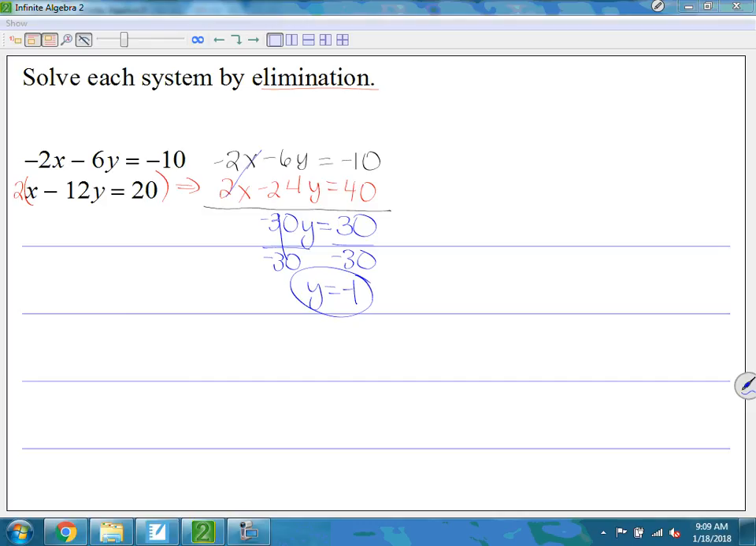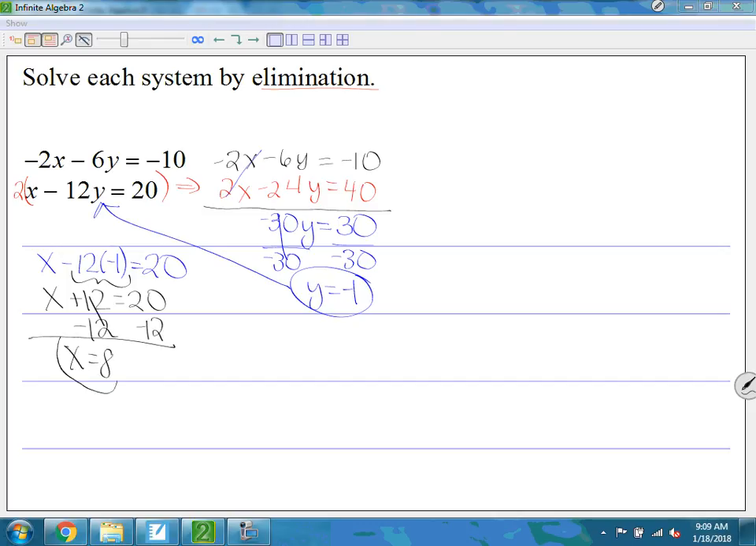And how do we find x, Talisa? Okay, which one would you like to plug it into? Okay. So we'll plug it in right there. And so I get x minus 12 times negative 1 equals 20. And so x, this ends up being a positive 12, so plus 12 equals 20. And so I can subtract 12 on both sides, and I get x equals 8. And so I have 8, negative 1. Questions on that?